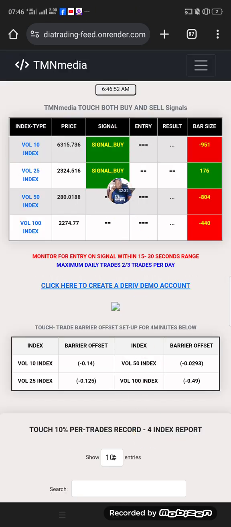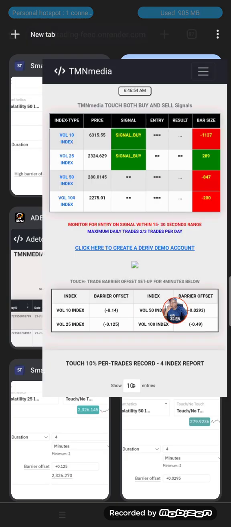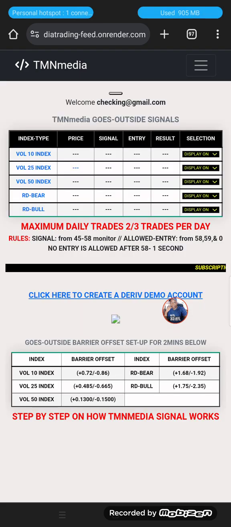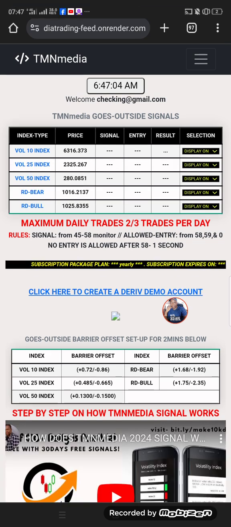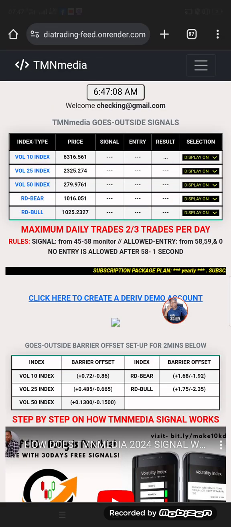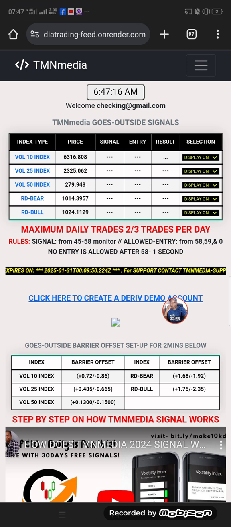You have 4 index, and you have goes outside. I've explained all this. I don't need to continue repeating myself. For goes outside, you can watch the video guide. But for touch, watch any of my recent videos, including the one I traded here. You will get to understand how the touch works.